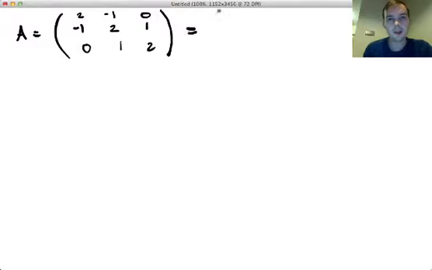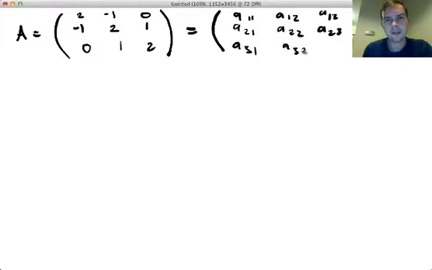And I'm going to identify this with A11, A12, A13, A21, A22, A23, A31, A32, A33. So these are the corresponding entries. So A11 is 2, A12 is -1, A13 is 0, and so on and so forth. But remember that for the Laplace expansion, we have to figure out what the minors are.